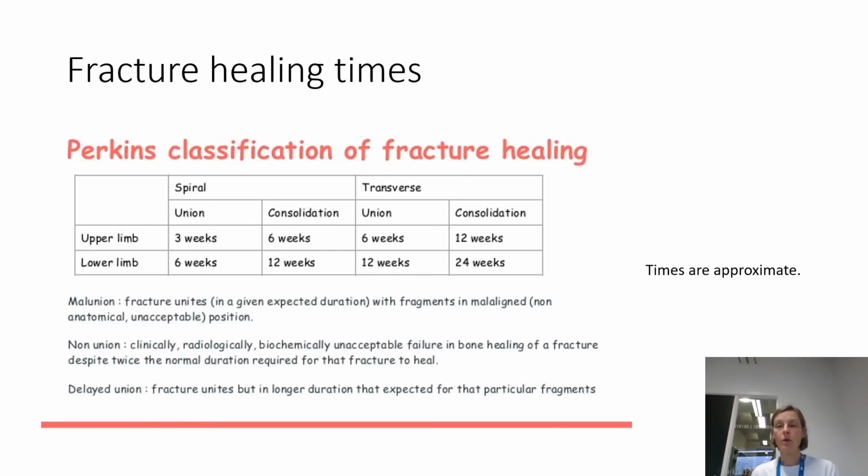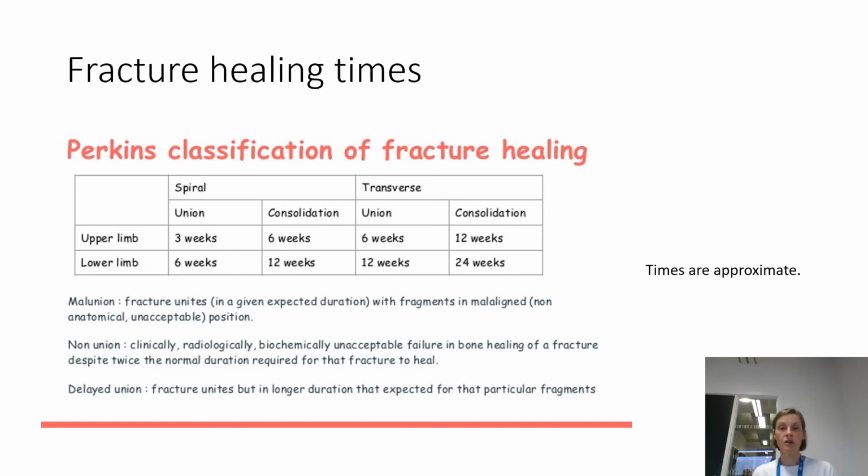Fracture healing times are quite approximate and quite variable, but Perkins' classification of fracture healing suggested that the initial union of an upper limb fracture, so that's where the bone is starting to heal, but it's not fully strong again, in a spiral fracture would occur in about 3 weeks because the ends of the bones tend to be much more aligned. Although you might think a spiral fracture is more complicated, it actually heals better. And you'll get union of a transverse fracture in 6 weeks.